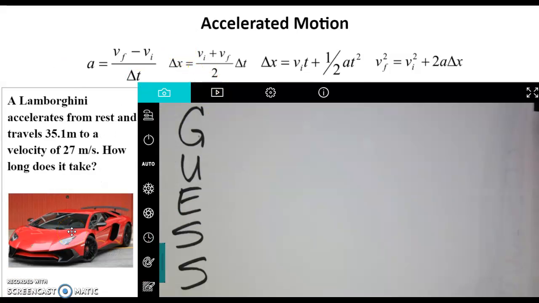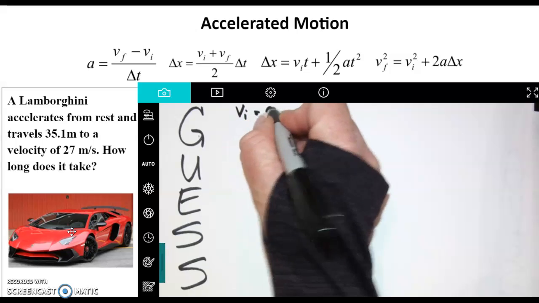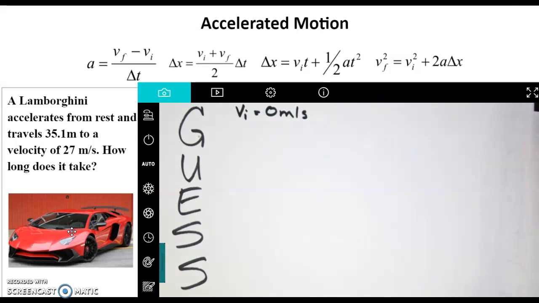Okay, on to our next question. A Lamborghini accelerates from rest and travels a total of 35.1 meters to a velocity of 27 meters per second. How long does it take? First, we need to identify what the question gives us. Notice that the question states that the Lamborghini starts from rest. This will be our initial velocity.